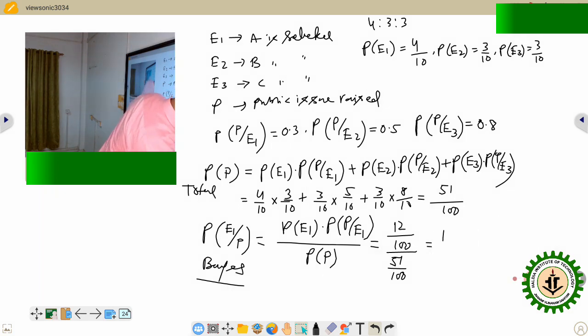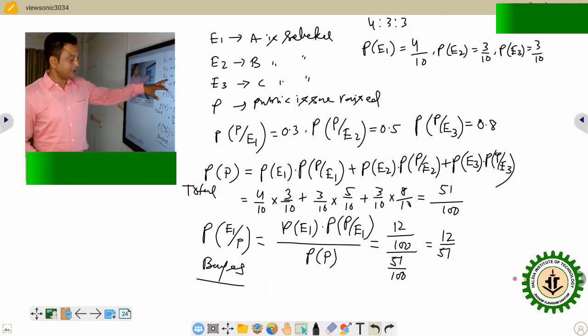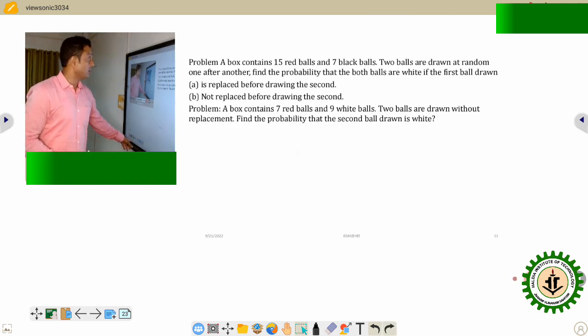This is for the first person, meaning if A is selected. If you want to find it for B, then you can replace this numerator by E2 into probability of P given E2, and if you want to find it for C, then E3 into probability of P given E3. That's the simple way to find the Bayes theorem. You can solve the previous questions which you have here, and other questions also are here. So you will be familiar with Bayes theorem.